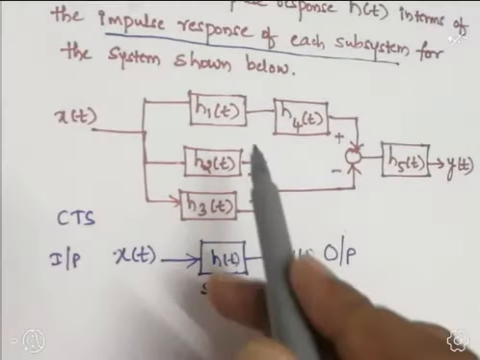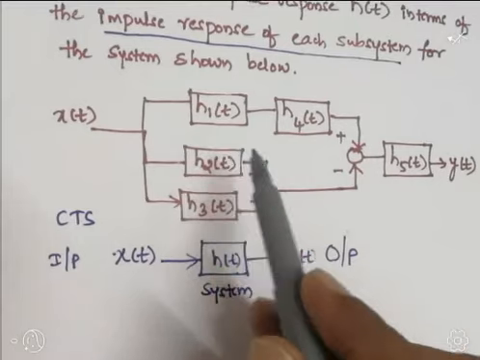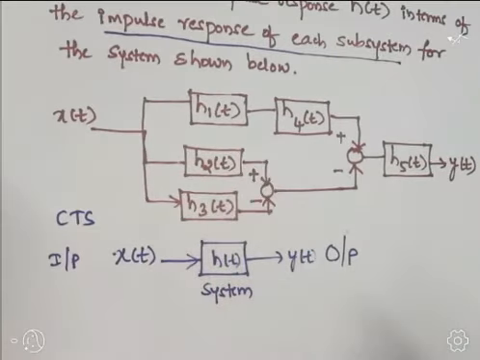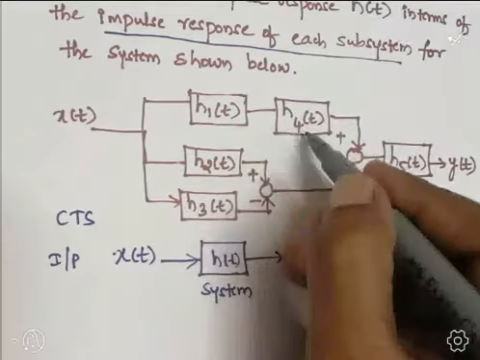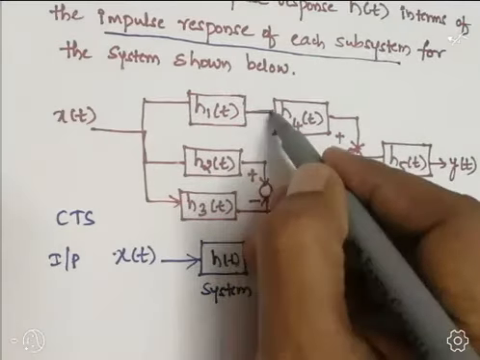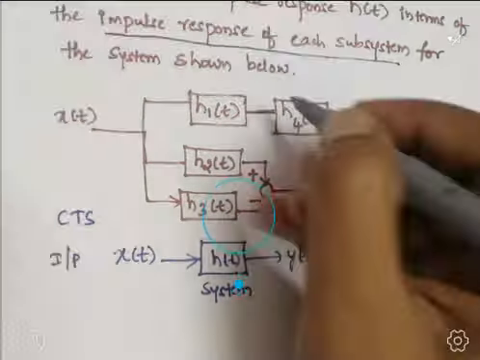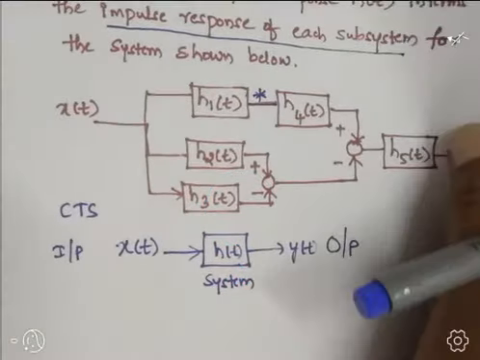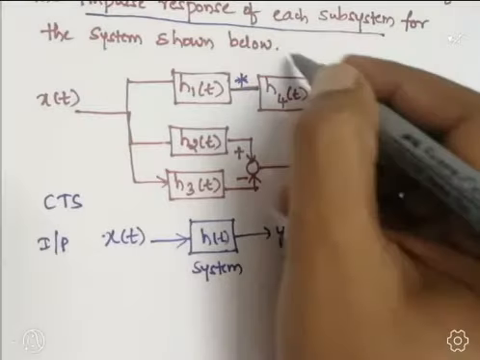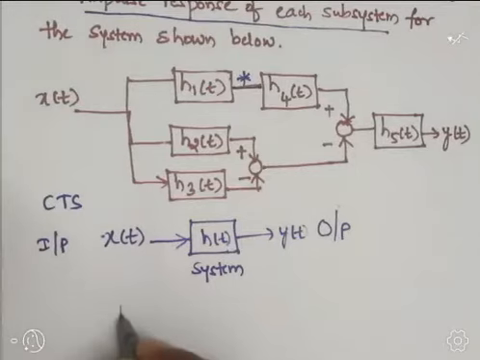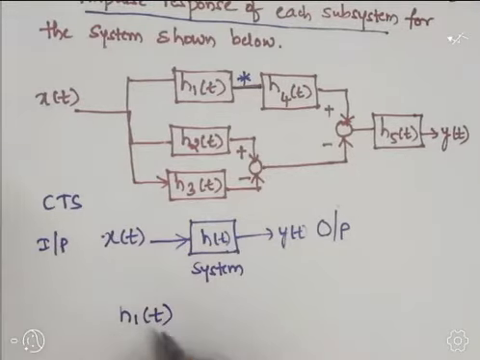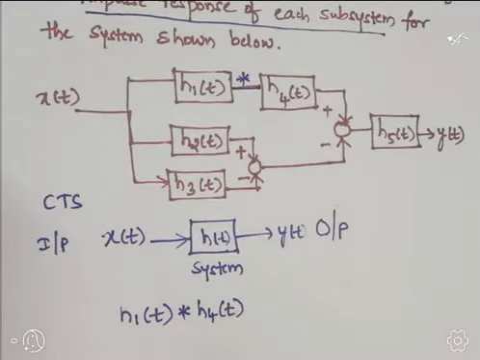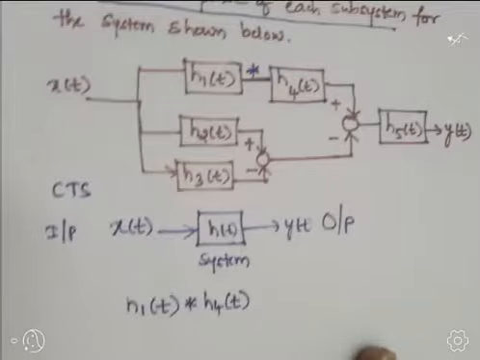Each and every impulse response of the subsystems is connected with some operations. Here we can see that between h1 of t and h4 of t there is a straight line connection, with no operation. So we can indicate this as a convolution. This part we simplify as h1 of t convolution with h4 of t. Okay, fine.